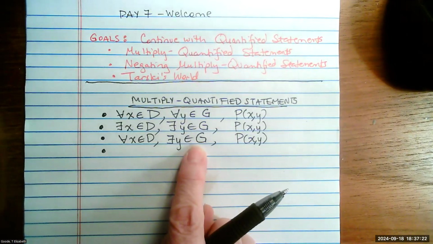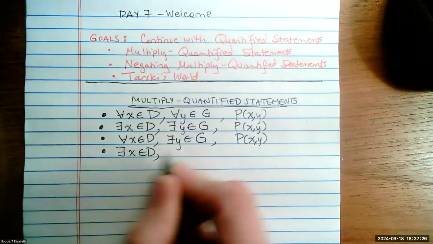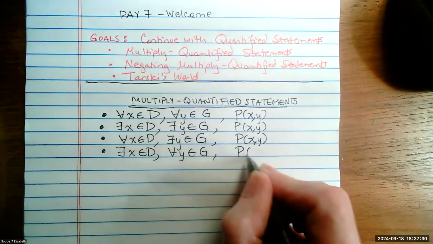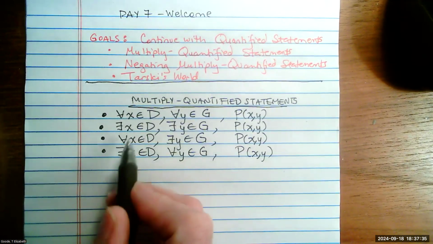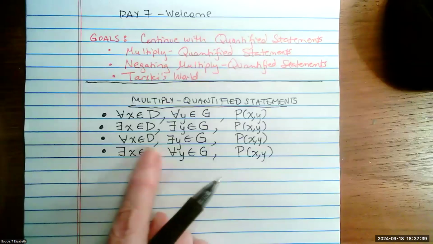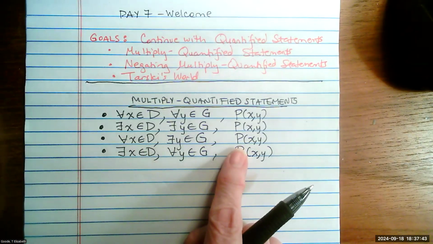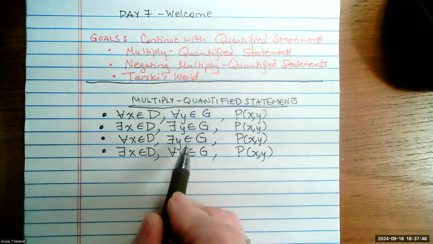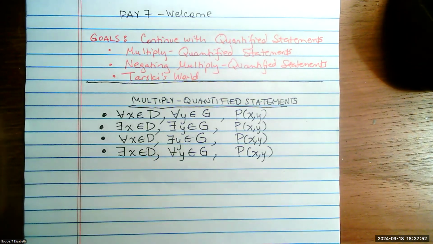We'll need to try to understand that. And the other one, of course, is there exists an X in D such that for all Y in G, P of X, Y holds. And these two are the ones that aren't quite as natural in terms of our understanding them intuitively. And these are the ones that we're going to really try to focus in on tonight to make sure everybody understands that there's a big difference between for all there exists and there exists for all.